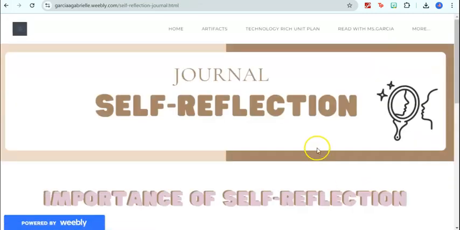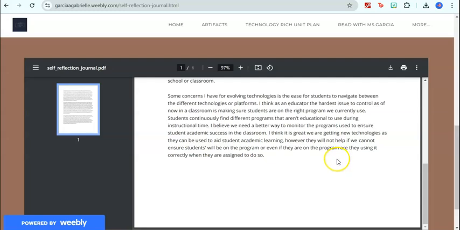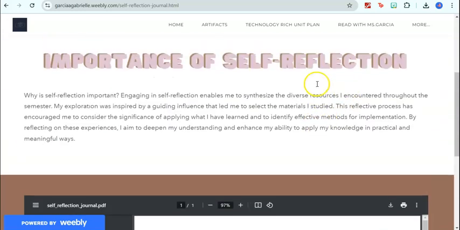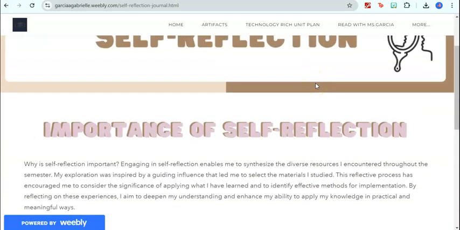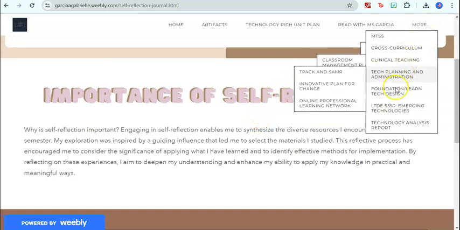And then my self reflection, I did it again as a PDF to view and explain why it's important to self-reflect over our semester. I think we learned so many things this semester compared to other classes that it was really important to think about all the information and how we can have effective methods in our classroom and then really implement these different resources that we just researched.